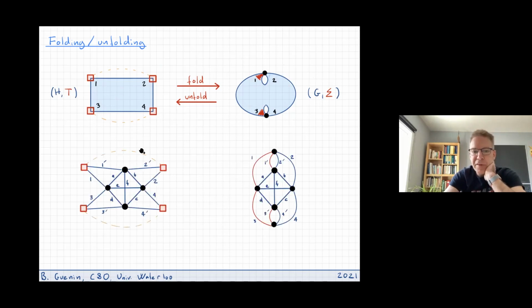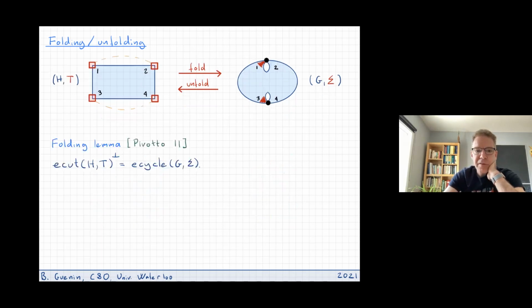So let me make this a little concrete. Here's a little graph with 4 terminals. This is my graph. And what I do is I identify this vertex and this vertex, and this vertex and this vertex. And everything which was incident to the 2 terminals on the left is odd. I get this graph here with a blocking pair. Now that may seem like a weird thing, but it has really nice properties.